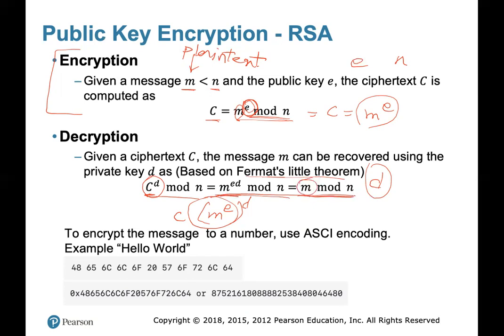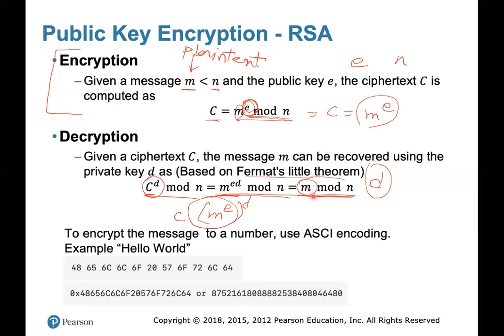And remember, m was our plain text. So if you take the ciphertext to the power of d, which is m to the power of ed, based on the Fermat theorem, we get m mod n, which is our plain text. So this is how the RSA algorithm works. I'm going to show you two examples to see how the algorithm works.